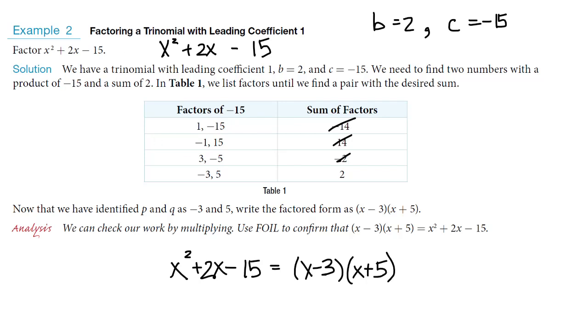So we can actually check this. We could FOIL this out. And if we FOIL this out, now this is just a check, we get x squared, the outer is plus 5x minus 3x minus 15. And this is, in fact, going to give us what we need. So we just did this as a check.